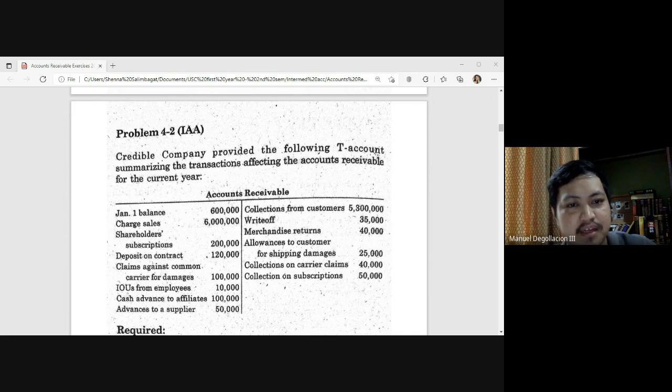So if you can see a debit posting in the T account for accounts receivable, class, that means there was a journal entry wherein accounts receivable was debited. So what I'm asking now is, give us the complete entry. If there was an entry debiting accounts receivable in the amount of 6 million, based on the other information available to us, what do you think was the credit?